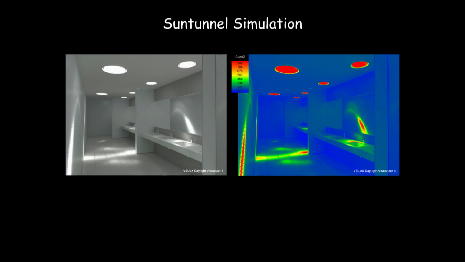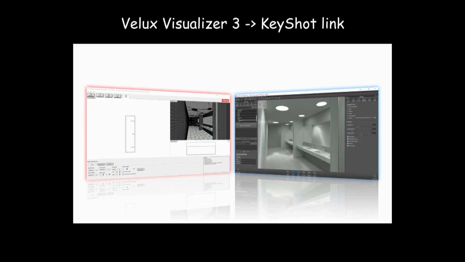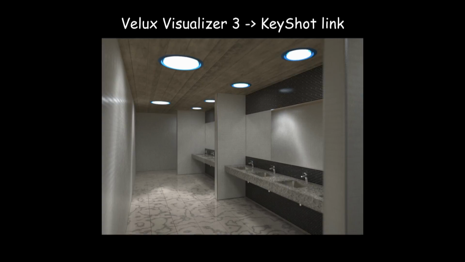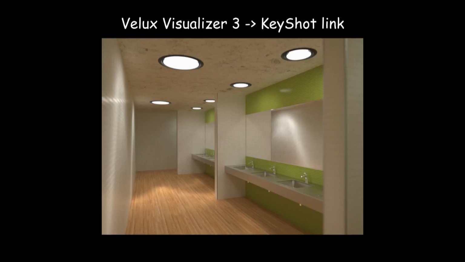Of course, you can now do the illuminance visualizations as well, and assess the lighting from the sun tunnels. You can use the live link to go to KeyShot, and you get the same image because it is the same computation under the hood. But then in KeyShot, you can play with materials. You can make it a little bit more blue. You can change it in different ways, put different colors in, wood floors, and so on.